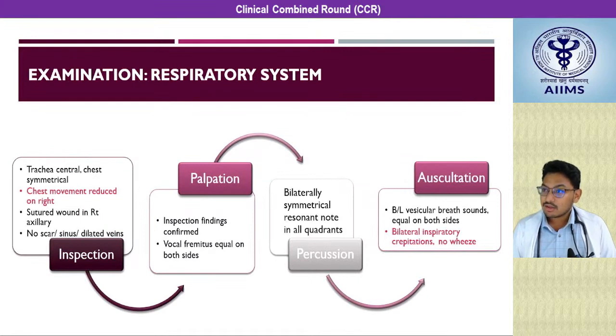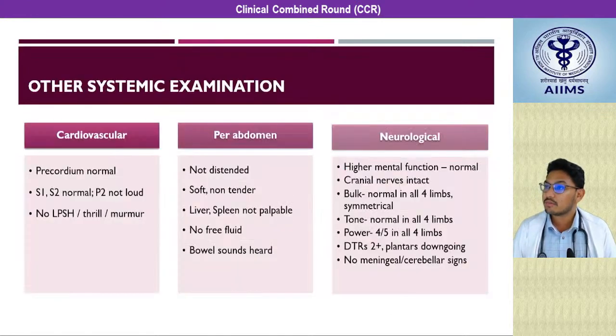On examining the respiratory system, on inspection, the trachea was central and the chest was symmetrical, although there were reduced movements on the right side, and a sutured wound was present on the right side. On palpation, the inspection findings were confirmed and vocal fremitus was equal. Percussion revealed a resonant note in all quadrants, and on auscultation, while she had bilateral vesicular breath sounds with equal air entry, there were bilateral inspiratory crepitations.